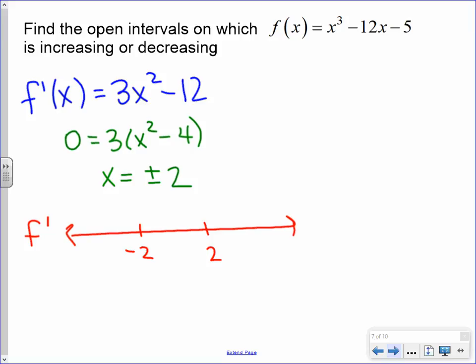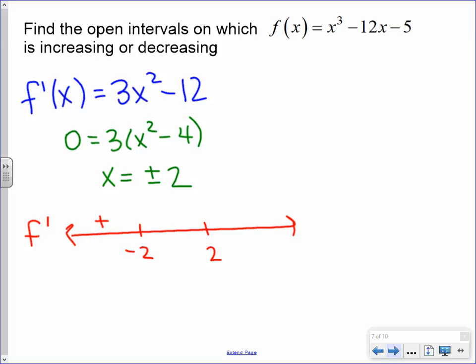Okay, we're going to pick x values in each of these intervals to figure out if our derivative is positive or negative. So what is a number in this interval right here? -3. And if we plug in -3, we have 3 times -3 squared minus 12. Is that a positive or negative number? Positive. I don't care what the value is. We only care that it's positive. And all of the numbers in this interval will have a positive value for the derivative.